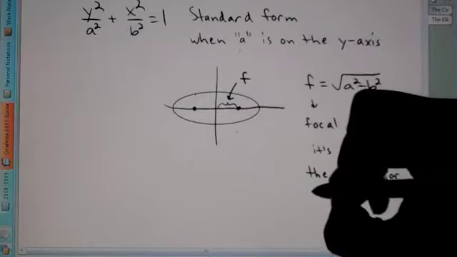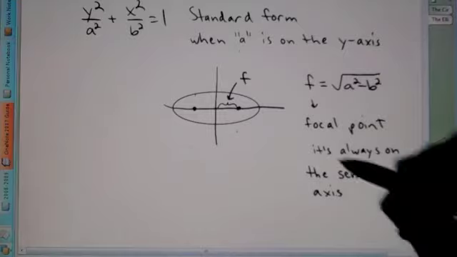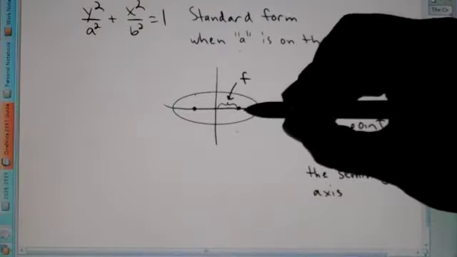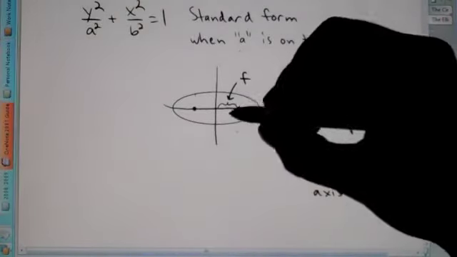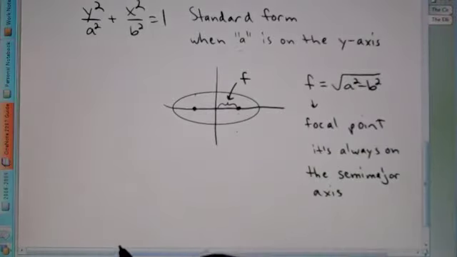On the semi-major axis. Okay. So, if I have an ellipse like this, I know the focal point is going to be on the x-axis because it's wider than it's taller. This is my semi-major axis, so I know my focal points will be here. So let's start doing some examples here.